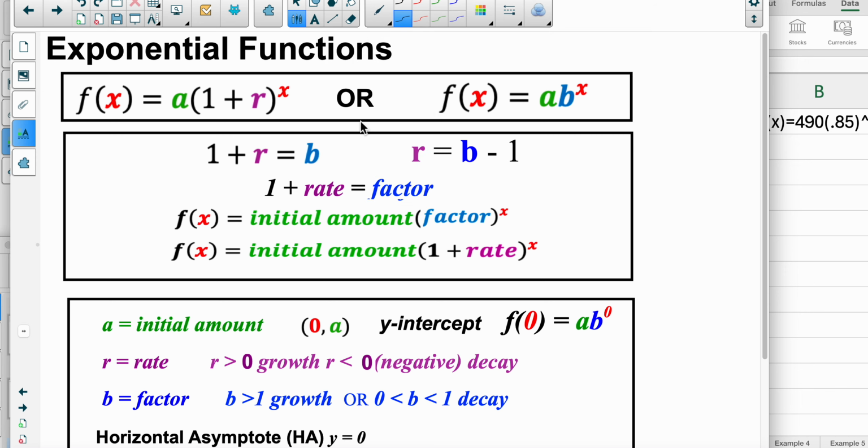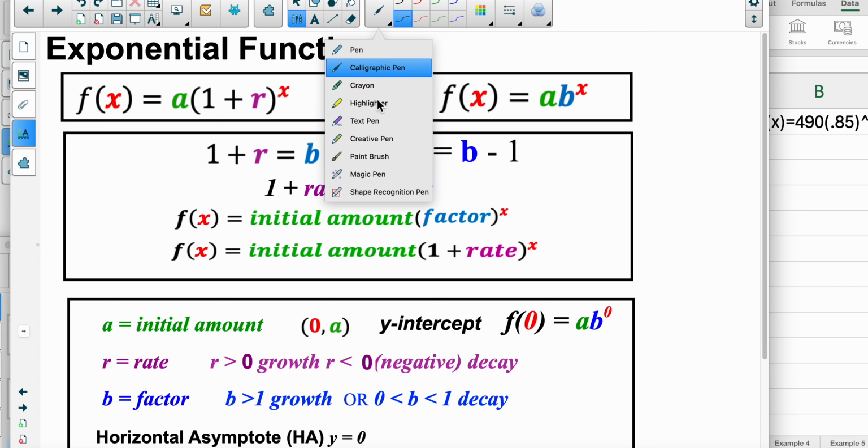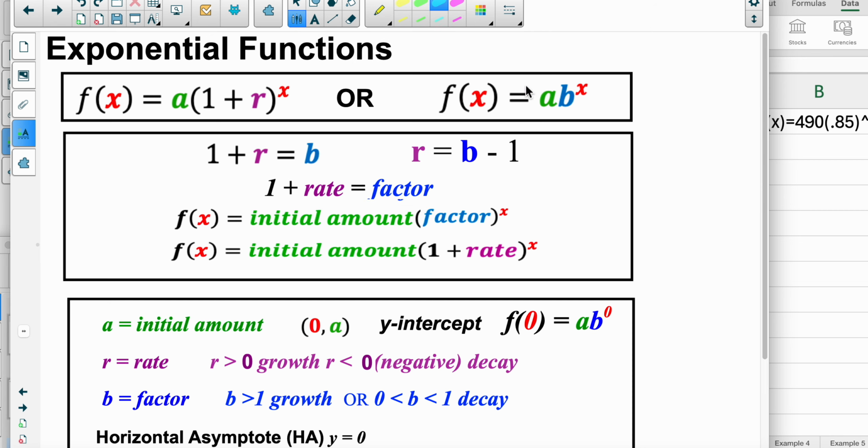I'm going to do a quick lecture video on exponential functions. This goes along with the guided notes. So this is the summary page for exponential functions. We can write them in two ways. This is the most common way over here.